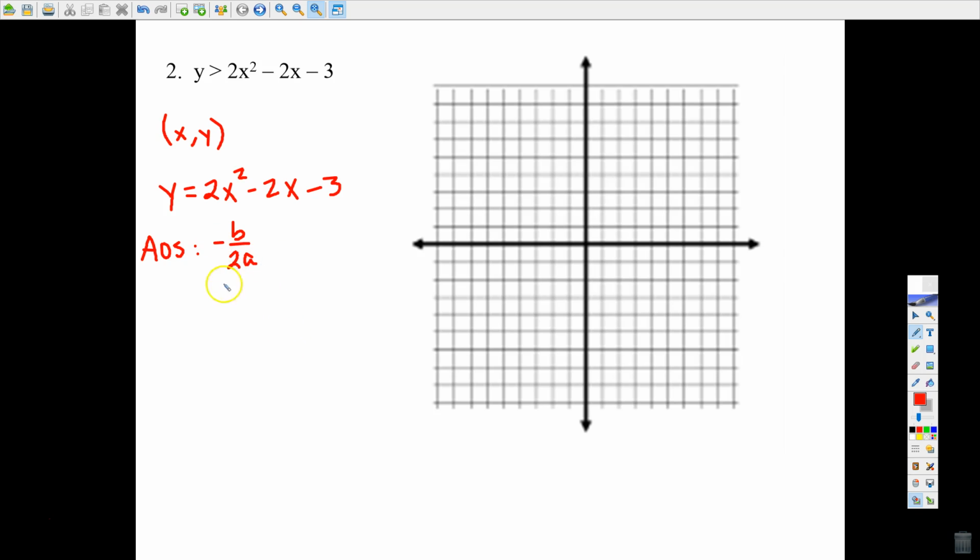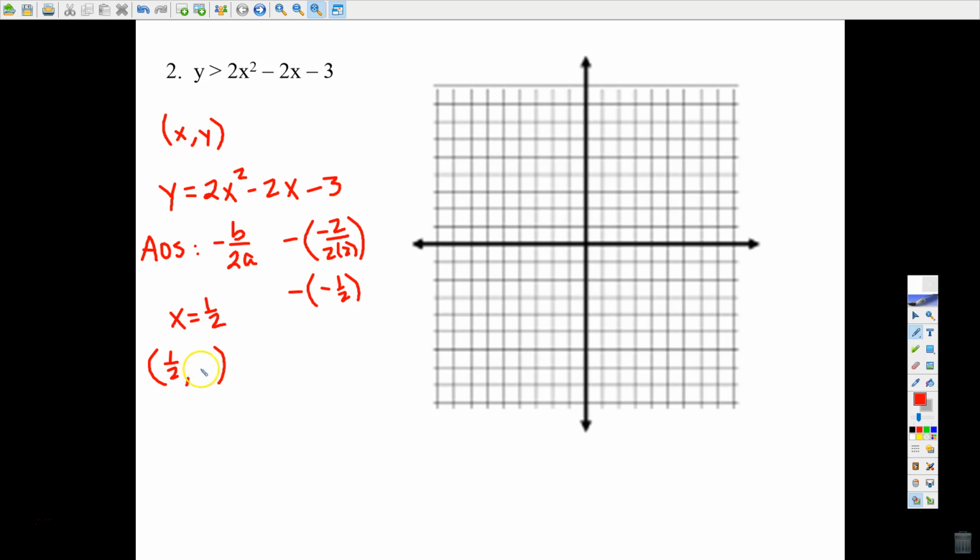To find the AOS, opposite of b over 2a, that's going to be the opposite of negative 2 over 2 times 2. Negative 2 over 4 is negative 1/2, but the opposite of negative 1/2 is positive 1/2. So we have symmetry around the line x equals 1/2. That's our symmetry line, and on that line will be the vertex. So the x coordinate of the vertex is 1/2.